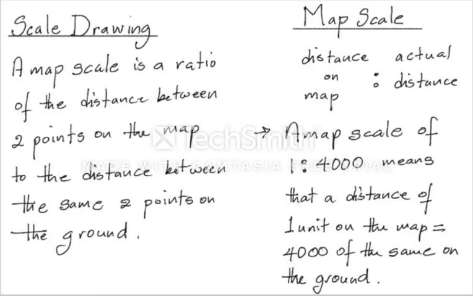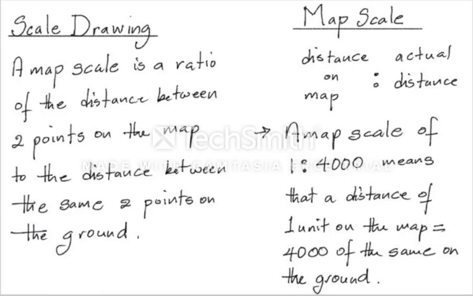I would tell you that a map scale is a ratio of the distance between 2 points on the map to the distance between the same 2 points on the ground. A ratio is a comparison. So a map scale is also a comparison. It's a comparison between corresponding distances on the map and on the ground.